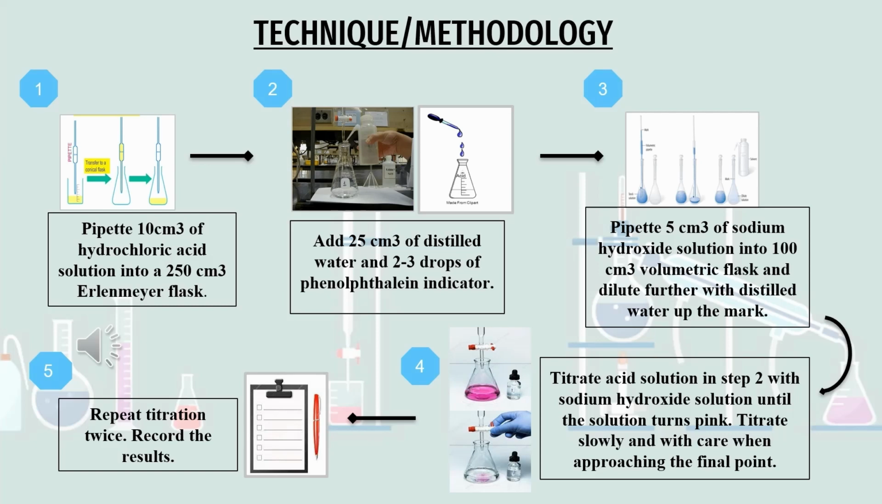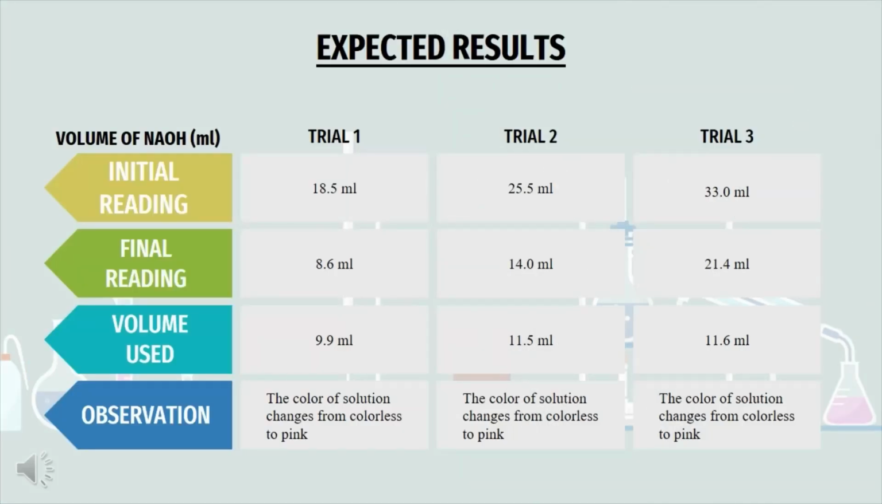Titrate slowly and with care when approaching the end point. Lastly, repeat the titration twice. Record the result. For the expected results, the initial reading is the starting volume of sodium hydroxide before titration, while the final reading is the volume of sodium hydroxide when the solution turns pink. Both are used to calculate the volume used by subtracting the final reading and the initial reading.